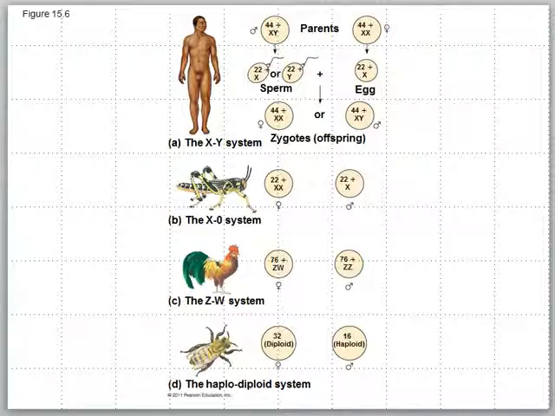So in humans and a lot of other mammals, we already mentioned there's an XY system, where females produce only X chromosome eggs. Males can produce an X or a Y chromosome. And then, of course, when those are combined, the XX will be female, the XY will be male.